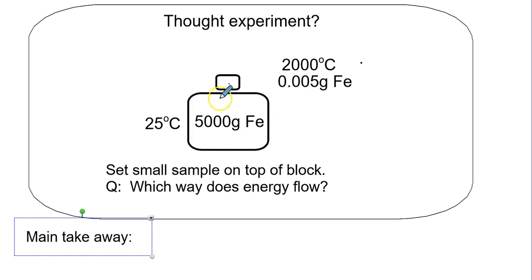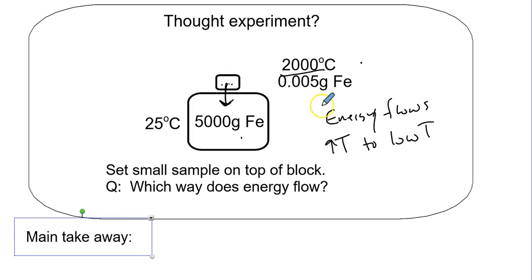Energy is going to flow this way. We talked about this already. Energy flows not by total energy. Energy flows from high temperatures to low temperatures. That's pretty amazing. Even though this one's never going to burn your hand, this one will. Energy flows from this one to this one because it's hotter.